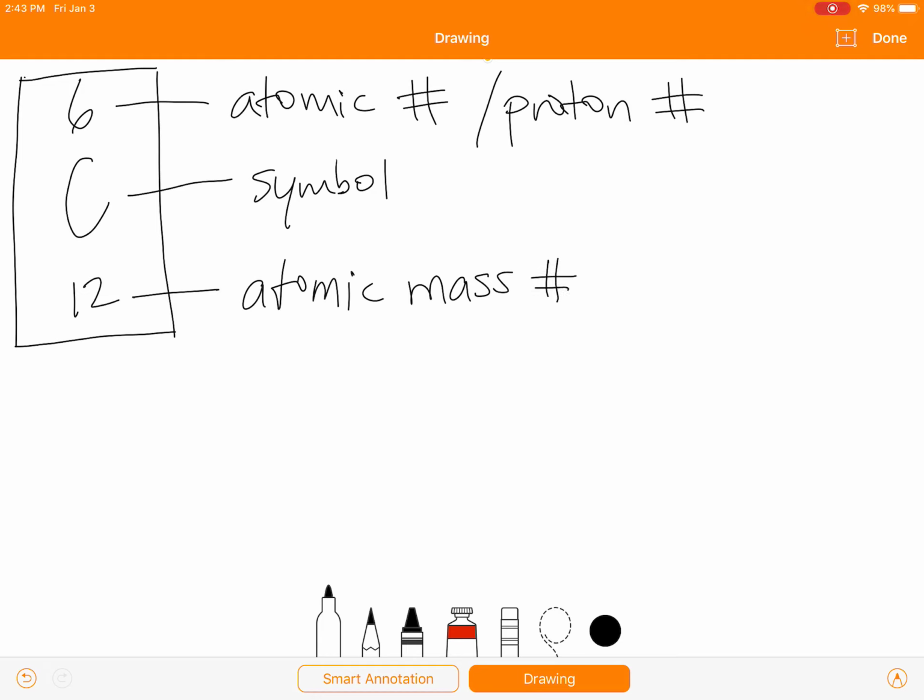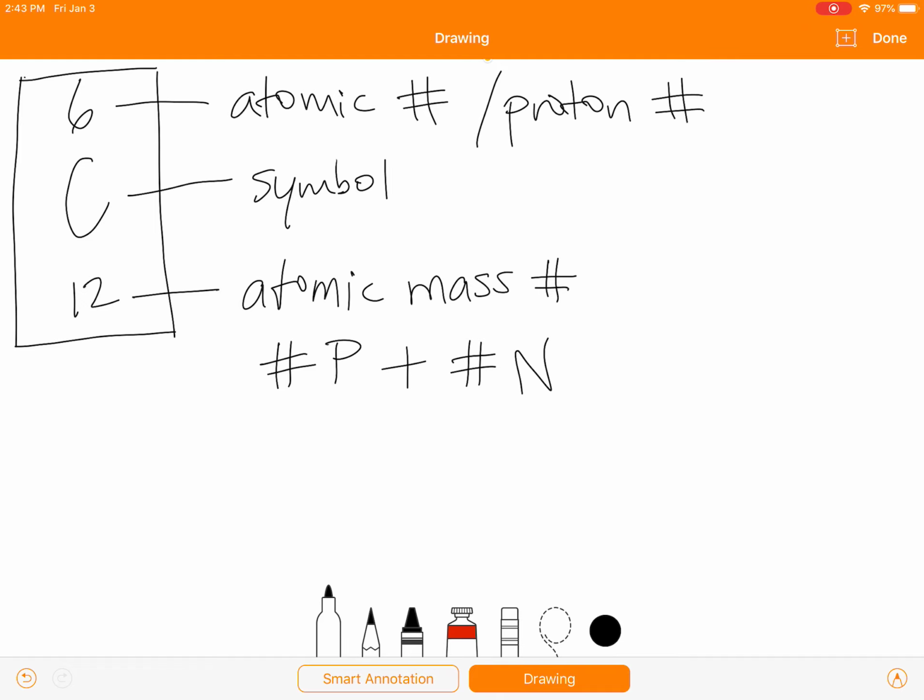Okay, atomic mass. So this is basically the weight of the atom, and what it's made up of is the number of protons plus the number of neutrons. So essentially everything that is found within the nucleus of that atom makes up the atomic mass.